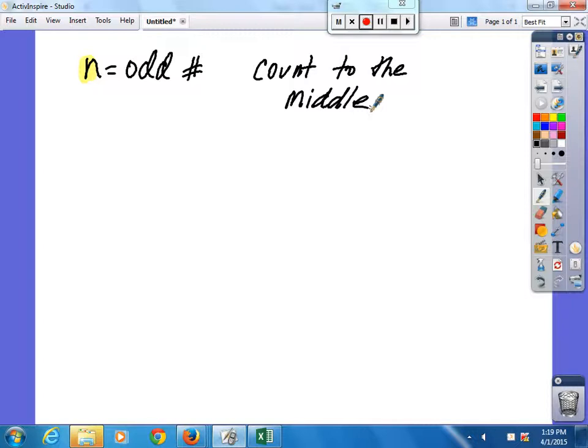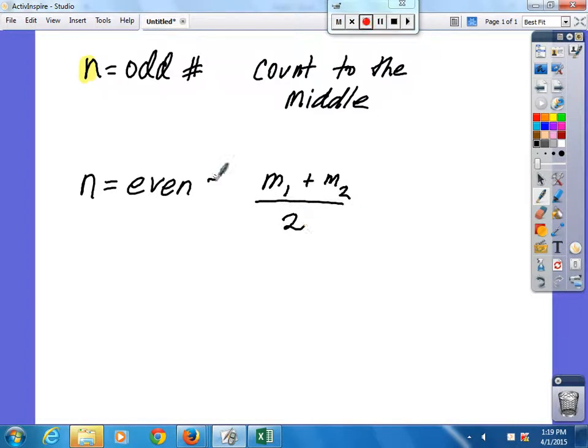But the middle of 10 is 5. When n is even, you have to find the middle 2 and take the average of the middle 2. So middle 1 plus middle 2, divided by 2. Okay? So you find your 2 middle numbers, add them together, and divide by 2.